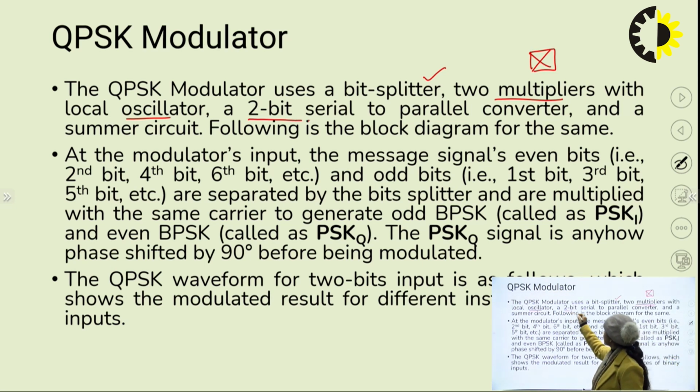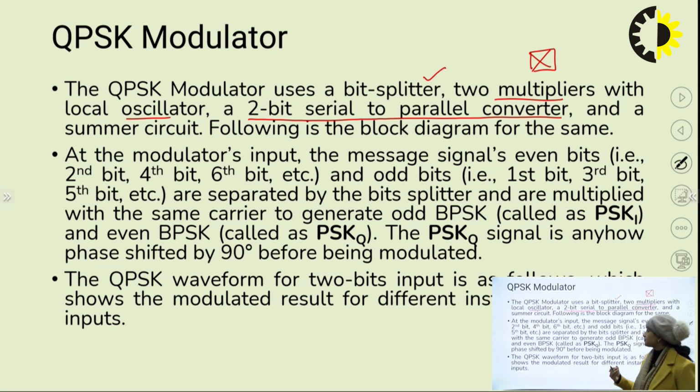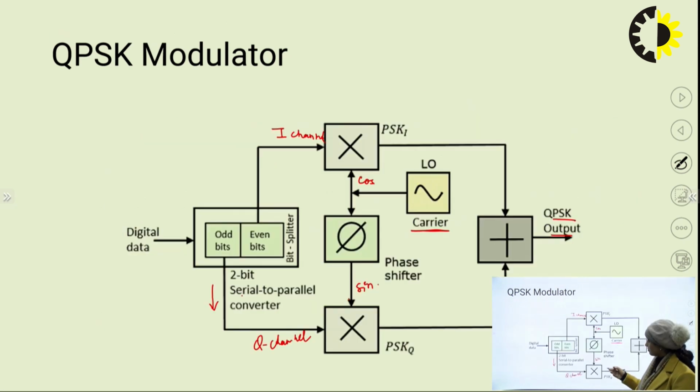A 2-bit serial to parallel converter is required after bit splitting. I need to send my serial bits in parallel manner, and a summer circuit. A summer circuit is needed at the end to combine my two BPSK to form a QPSK. Right, following is the block diagram. I've shown you the block diagram.